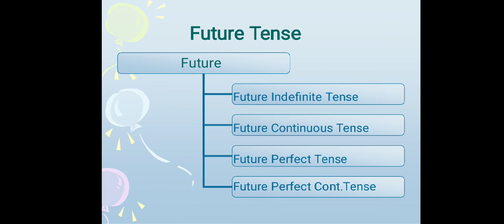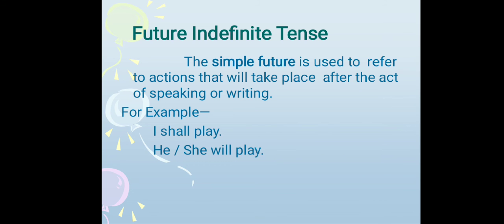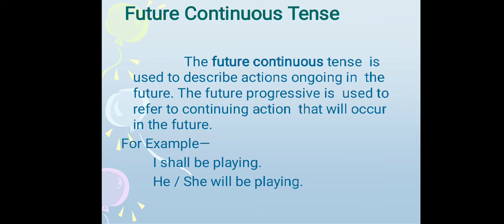Talking about the future tense: future indefinite tense, future continuous tense, future perfect tense, future perfect continuous tense. Future indefinite tense. The simple future is used to refer to actions that will take place after the act of speaking or writing. For example, I shall play, or he shall play. Similarly, future continuous tense. The future continuous tense is used to describe actions ongoing in the future. The future progressive is used to refer to continuing action that will occur in the future. For example, I shall be playing, or he or she will be playing.